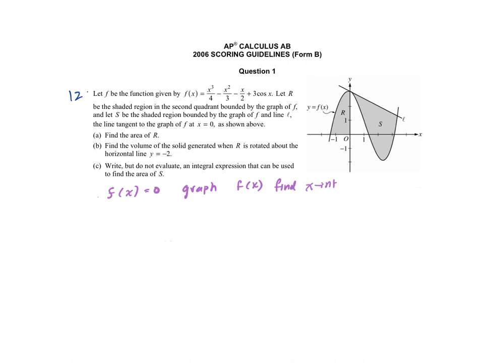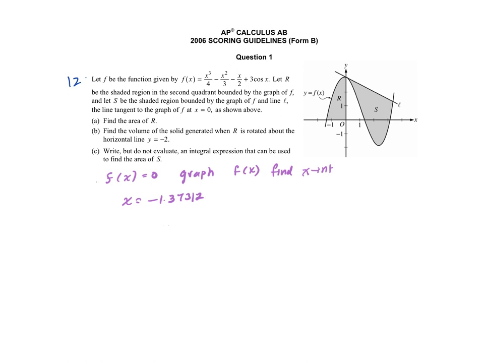And I'm just going to go ahead and put that in my calculator. It intercepts the x-axis at x equals negative 1.37312. So that's my x-intercept. So again, I'll call this A. So for part A, we're going to integrate. So we're going to go from A to 0, and then f of x dx.